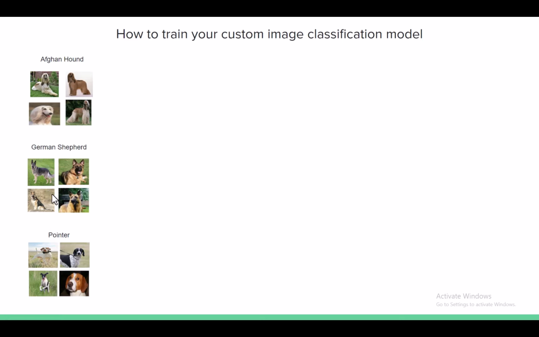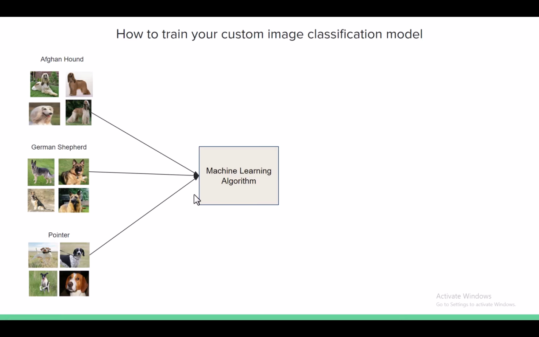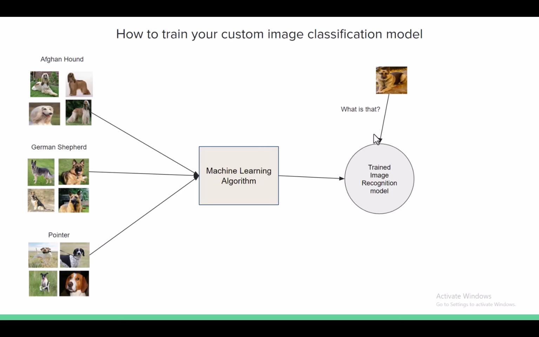And after collecting this data, we are going to pass it to our machine learning algorithm. And now this algorithm is going to find patterns in the images of each type of dog, and our model will be trained. So now after getting this trained model, we are going to pass some image of a dog to this model and ask our model which breed of dog is present in the following image.